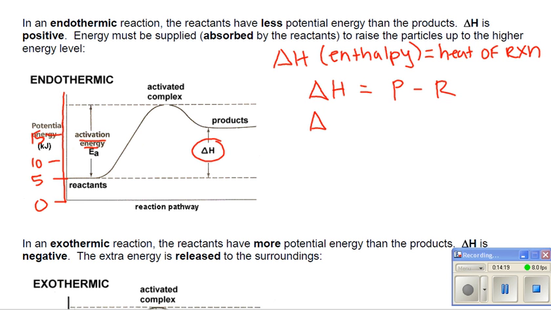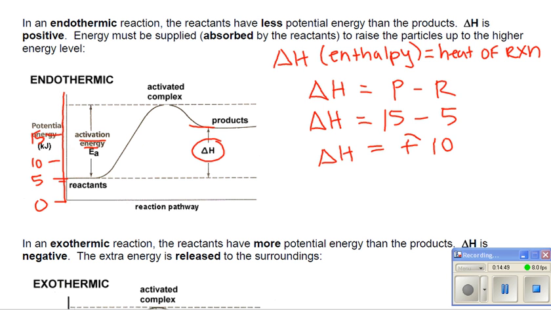I'm trying to figure out what the delta H is, meaning the heat of the reaction. Is heat released or is heat absorbed? So the value for products is 15 kilojoules, but the value for the reactants, or potential energy for the reactants, is 5. Okay, well 5 minus 15 gives me a delta H that is positive 10.